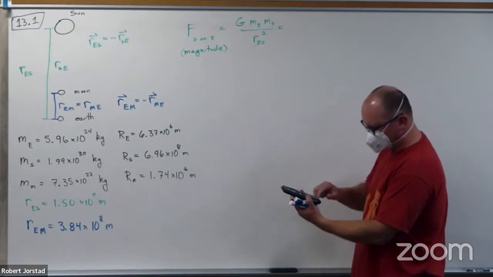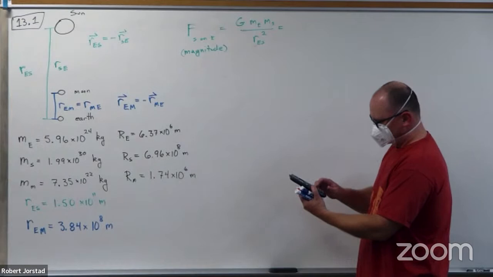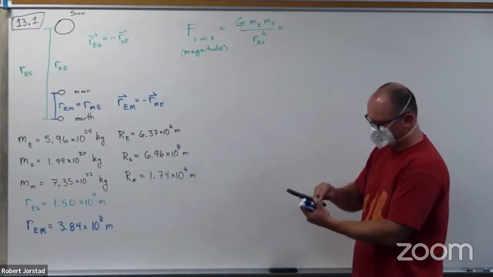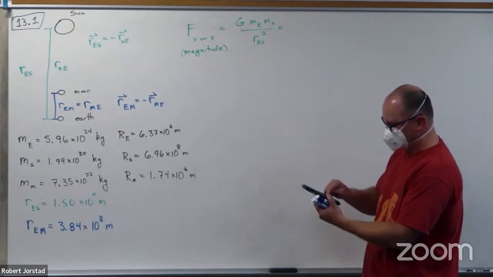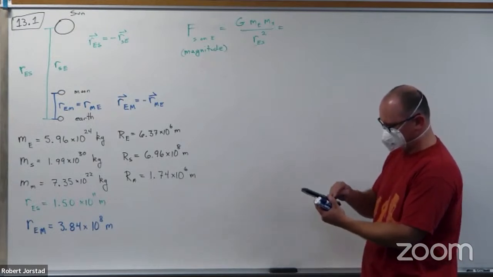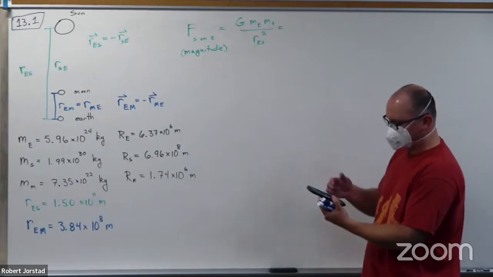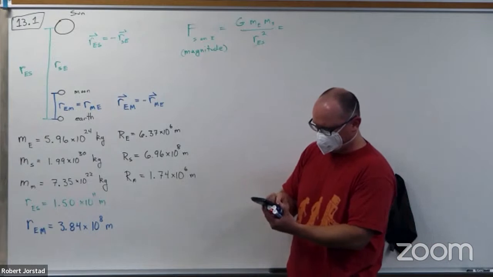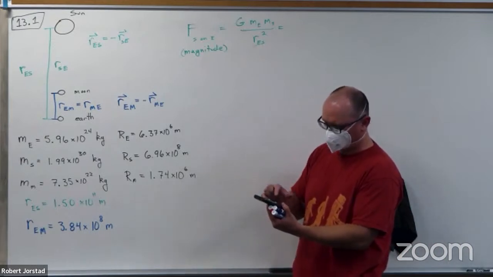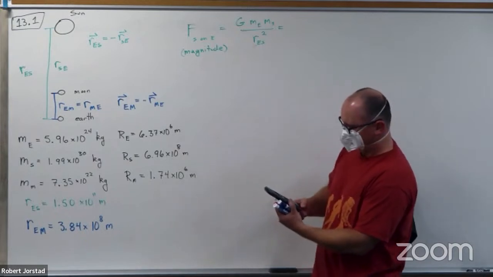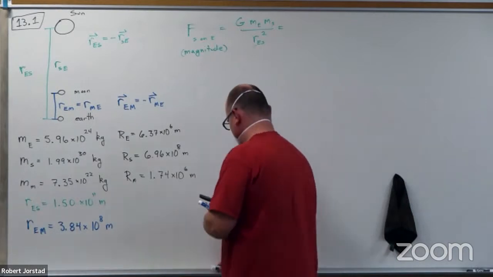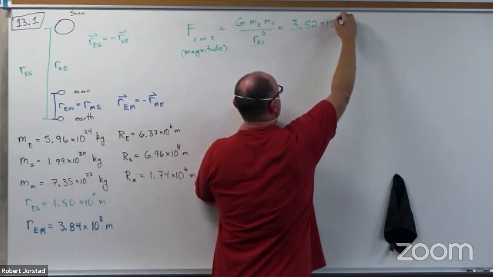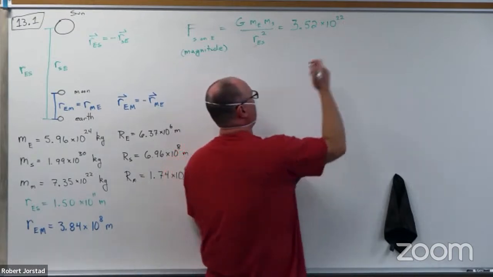6.67 EE negative 11 times mass of the Earth, 5.96 times 10 to the 24, times 1.99 EE 30, divided by, I'm going to put parentheses around it before I square it so I don't screw it up, R_ES is 1.50 EE 11, end parenthesis, x squared, and I got 3.52 times 10 to the 22. What are the units of force? Newtons.